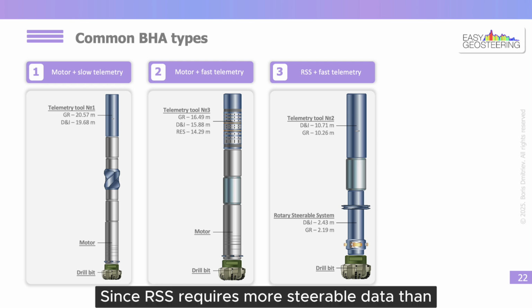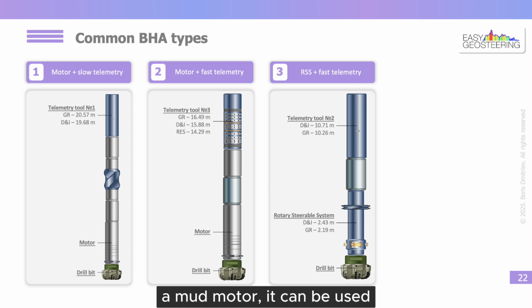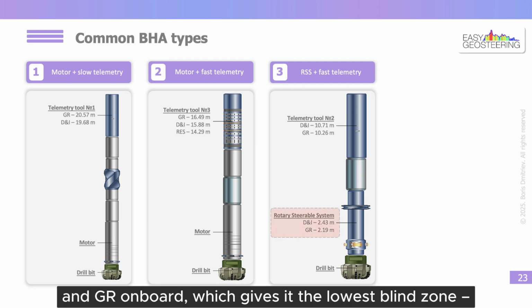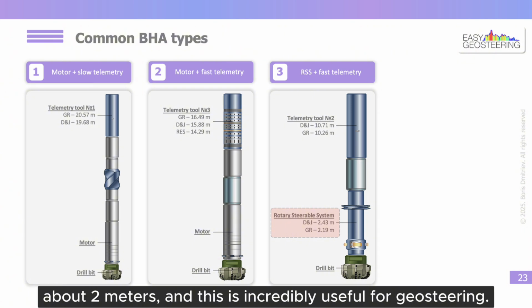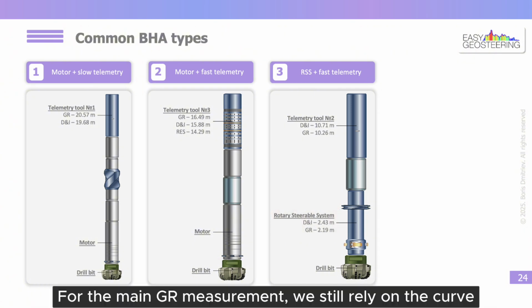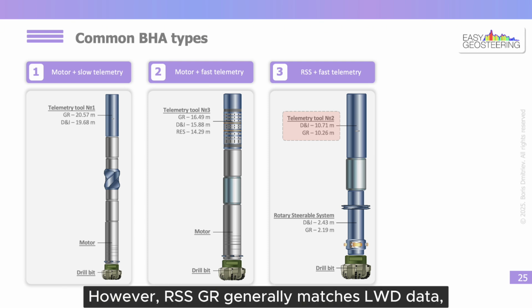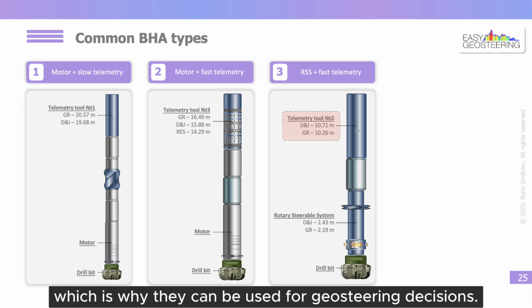Point number 3 is a rotary steerable system with minimum real-time data, only gamma ray and DNI. Since RSS requires more steerable data than a mud motor, it can be used only with fast telemetry tools. As we mentioned before, RSS has its own DNI and gamma ray on board, which gives it the lowest blind zone, about 2 meters, and this is incredibly useful for geosteering. For the main gamma ray measurement, we still rely on the curve from telemetry tool, which is about 10 meters from the bit. However, RSS gamma ray generally matches LWD data, which is why they can be used for geosteering decisions.